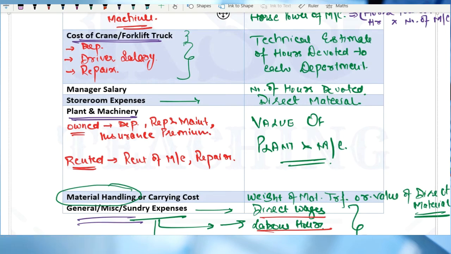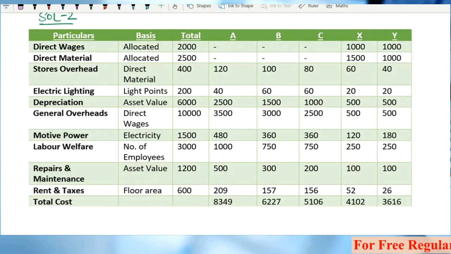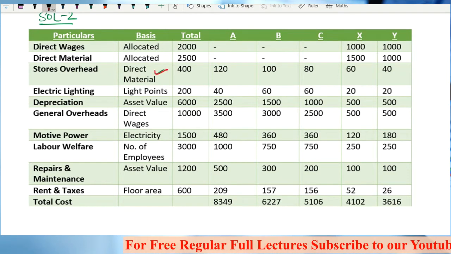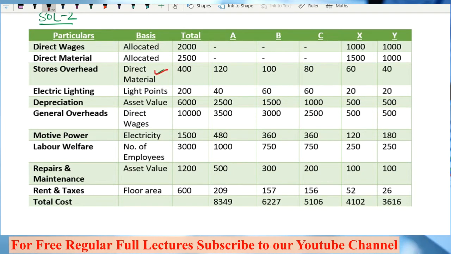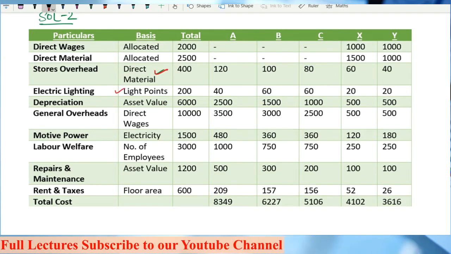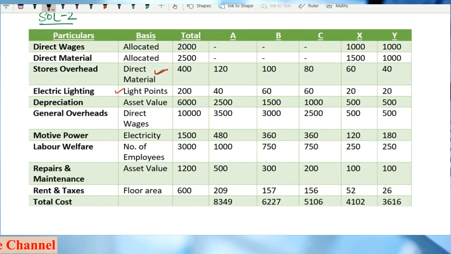Clear? Okay, sir. So store overhead in the direct material on the basis of direct material, then electric lighting on the basis of number of light points it is given. Now I'm going to quickly go through this question because you have got a fair idea on how to do the primary distribution, right? Then we have depreciation.